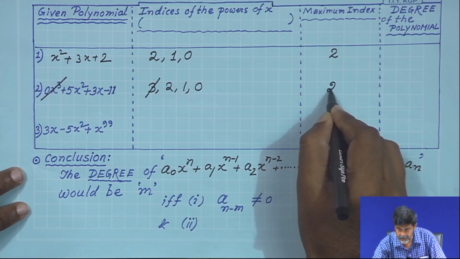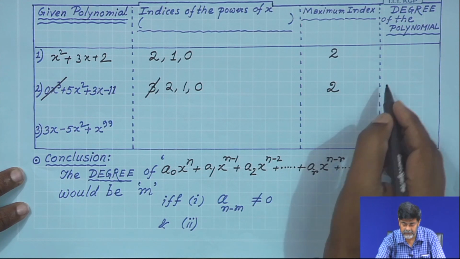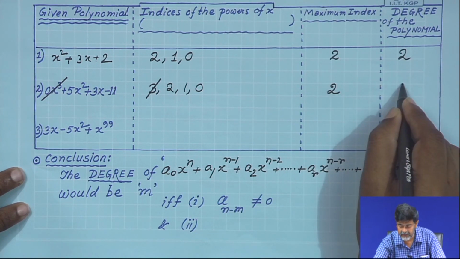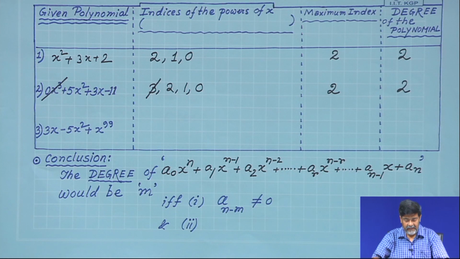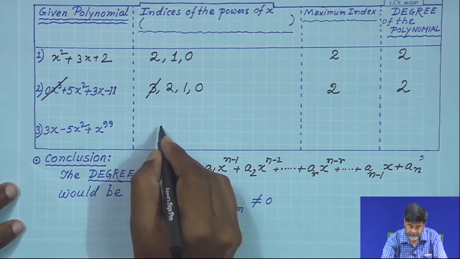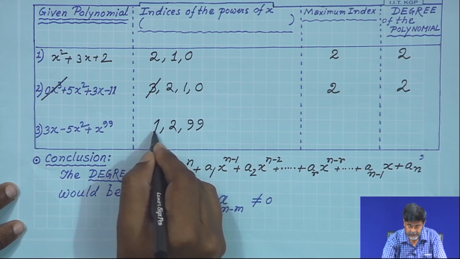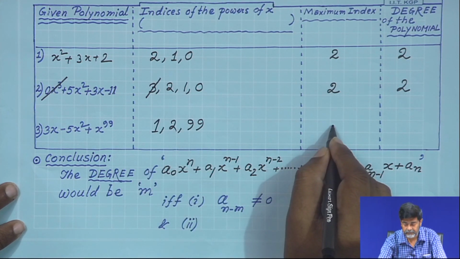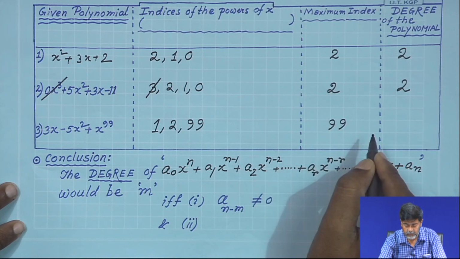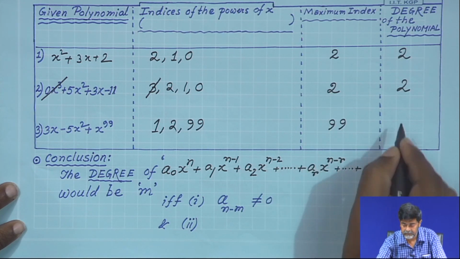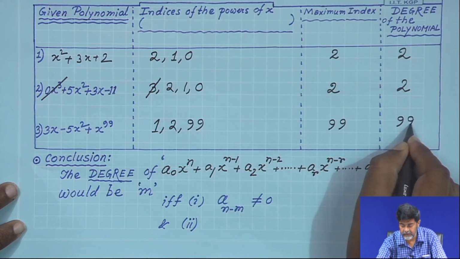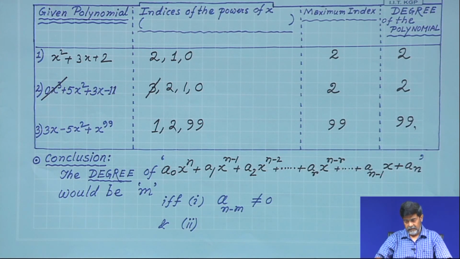Maximum is 2. Therefore, the degree of the first polynomial was 2 and the degree of the second polynomial is 2. And what is it for the third one? Supply me the indices of the powers of x. So 1, 2 and 99. And what is the maximum value? Maximum index is 99. Then what is the degree of this polynomial? The degree of the polynomial is also 99. Okay. I think there is no doubt about the degree of the polynomial.